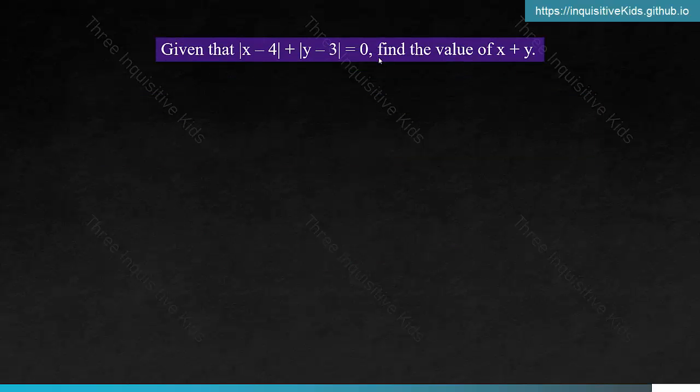Given that the absolute value of x minus 4 plus the absolute value of y minus 3 is equal to 0, find the value of x plus y. So we have to make the things inside the absolute values equal to 0, or else the sum won't be 0. For x minus 4 to be equal to 0, x has to be 4. And for y minus 3 to be equal to 0, y has to be 3. And 4 plus 3 is 7.